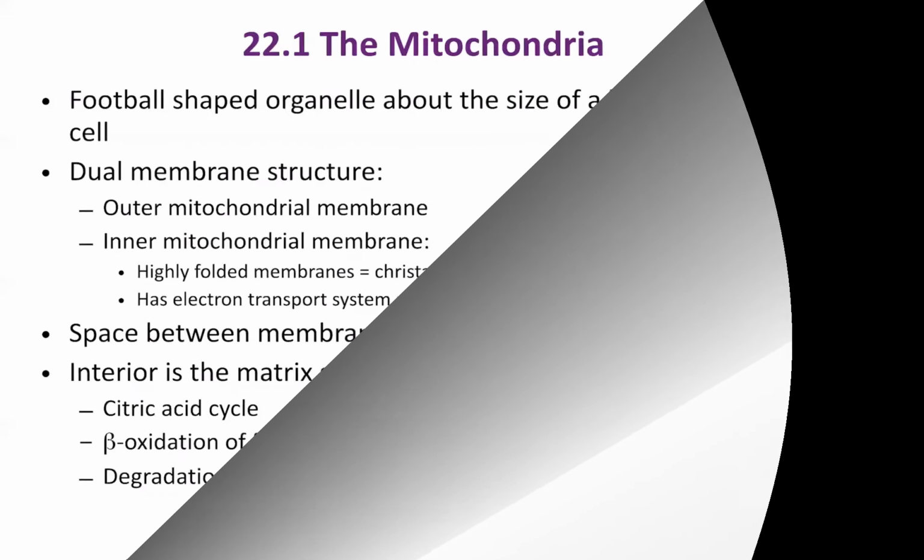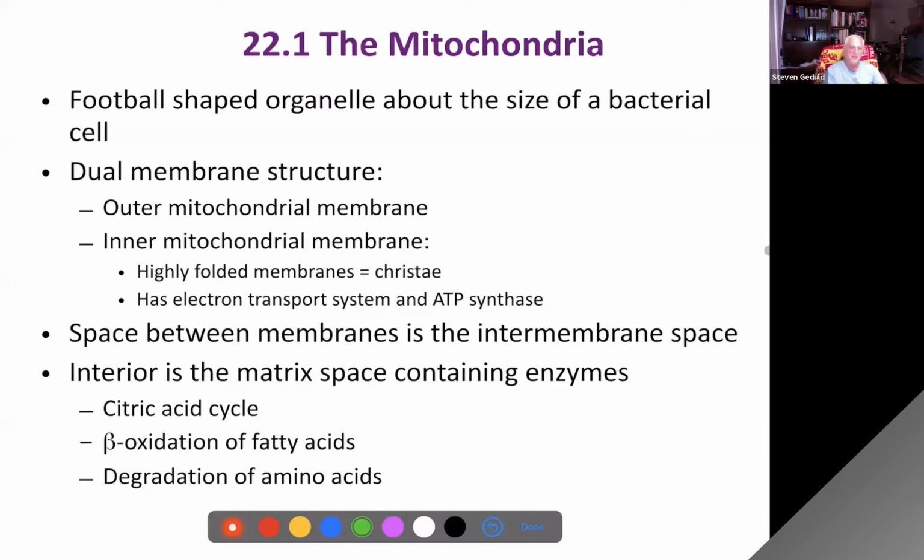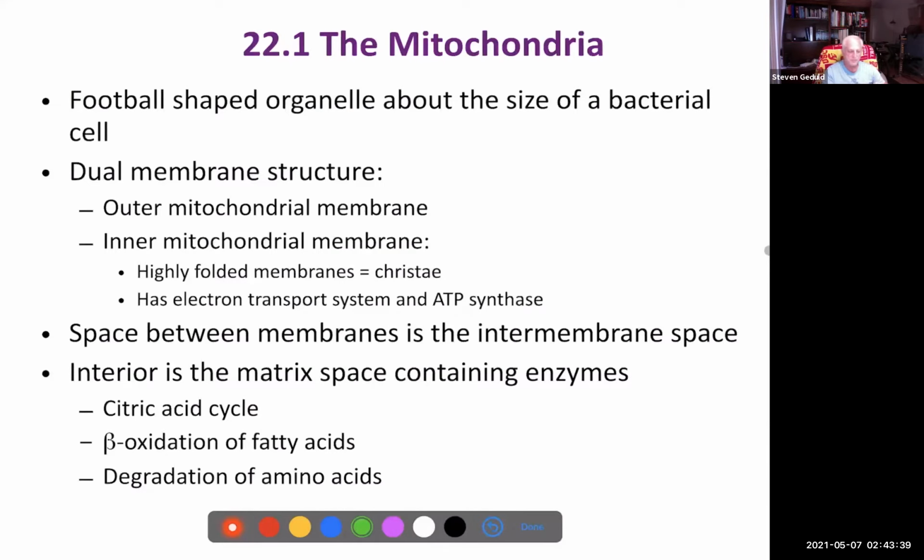Mitochondria. Mitochondria live in your cells. They exist in the cytoplasm. Mitochondria have one function. They produce ATP. So mitochondria make ATP. 95% of all your body's ATP is produced in the mitochondria. That's their function. They're football-shaped organelles about the size of a bacterial cell.